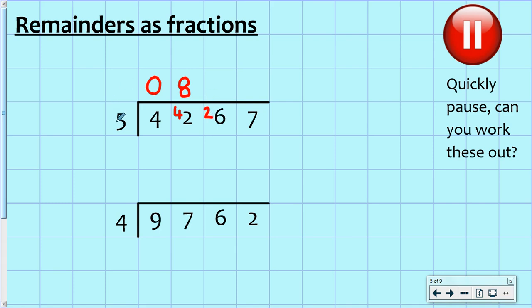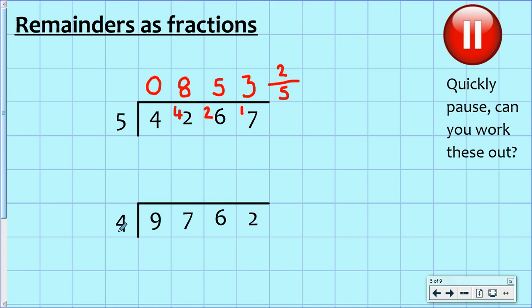26 divided by 5. Well, I know 25 divided by 5 is 5. That means I've still got 1 left over. 17 divided by 5. Well, 15 divided by 5 is 3. But I'm still going to have 2 left over. So my 2 goes as my numerator. I'm dividing by 5, so that becomes my denominator. So my answer is 853 and 2/5. Let's have a look at the next one then.